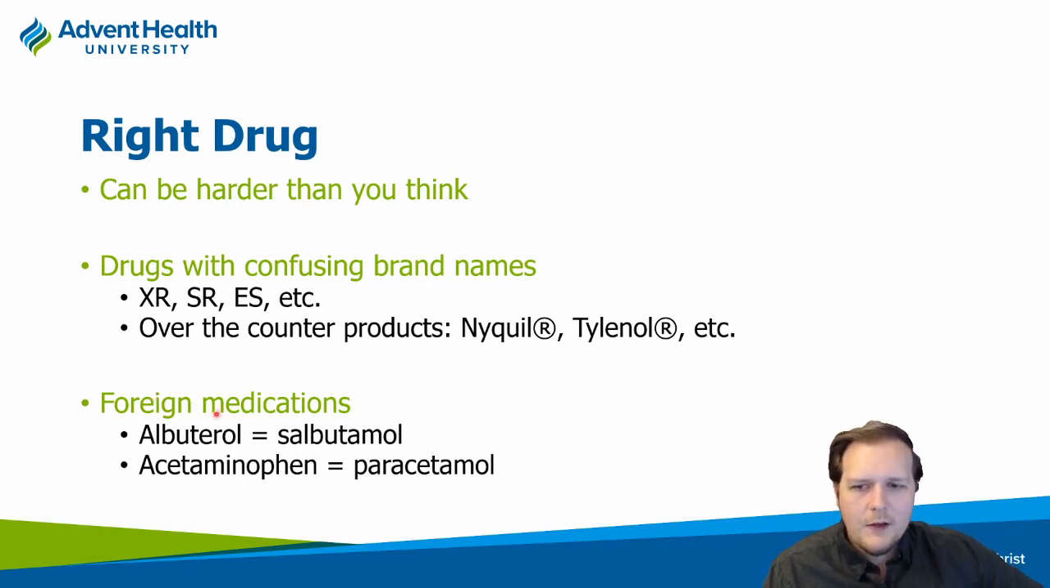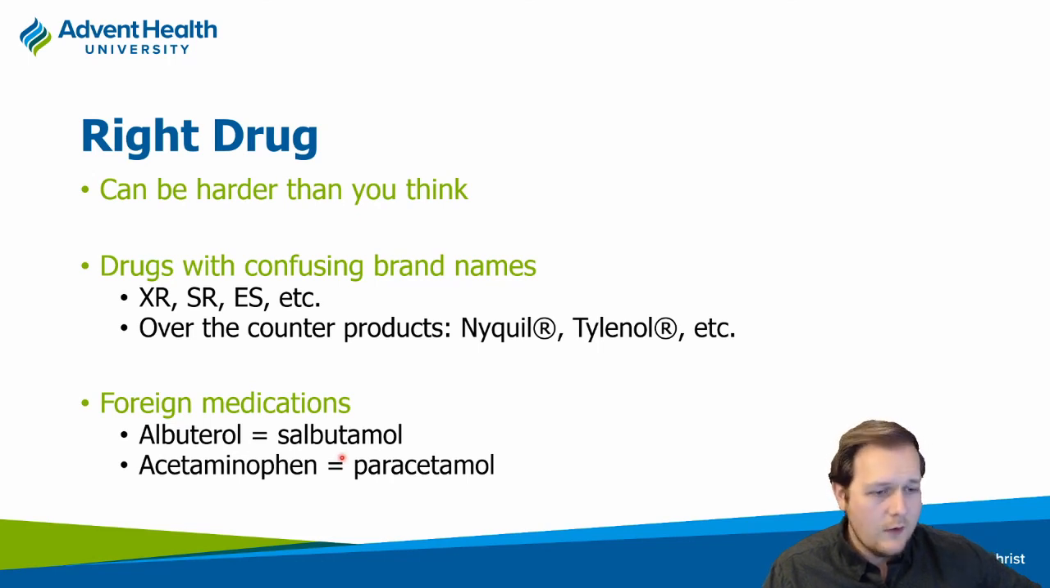So here's an example of what we use in the U.S., for instance. We use albuterol inhalers. We use acetaminophen. If you were to have someone come in from the U.K., they call it salbutamol, or they call it paracetamol. And so it's good to know some of those common ones, or be able to at least Google and translate based off of that. That's what I usually do with Portuguese medications or Spanish medications.